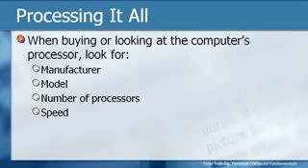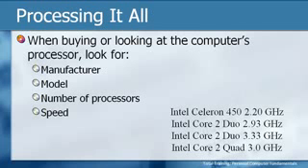Let's look at a specific example so you can see how you would compare processors if you were purchasing a computer. I've listed for you 4 actual examples of processors that you can buy. You'll notice that the manufacturer is the same. These are all Intel processors, but they have different models. There's a Celeron, 2 that are duos, 1 that's a quad, and then a whole variety of speeds.